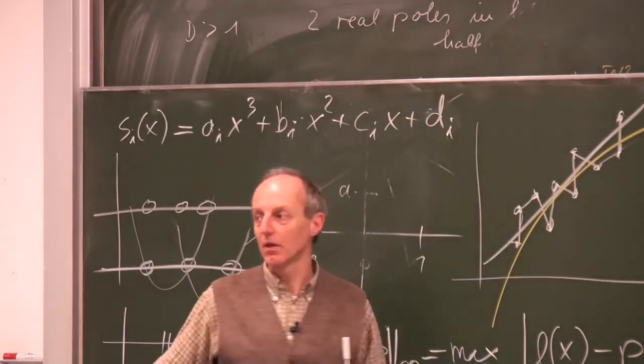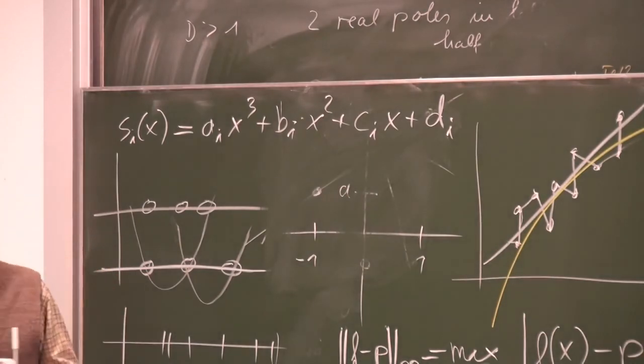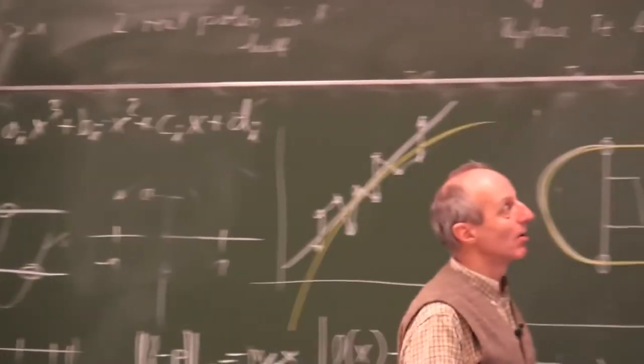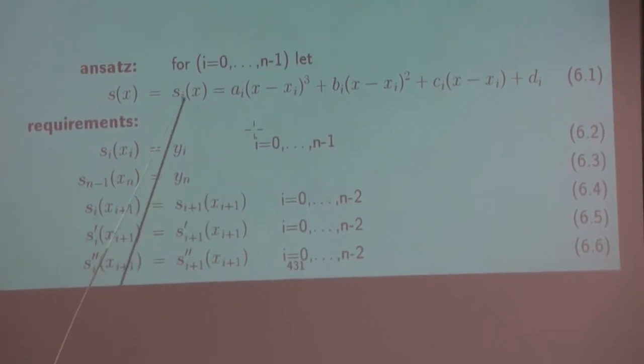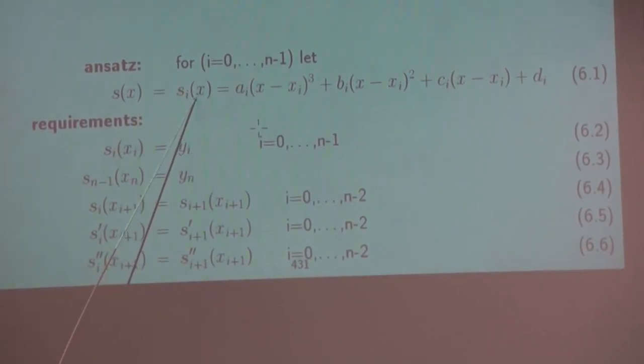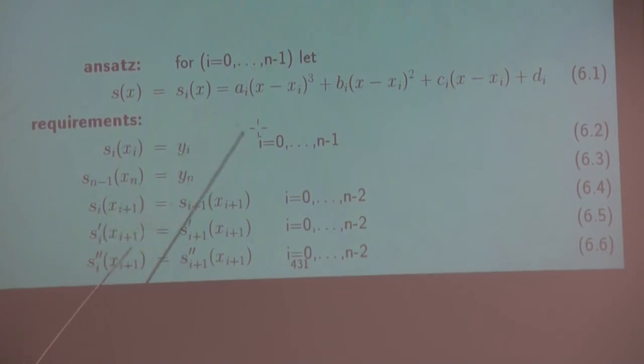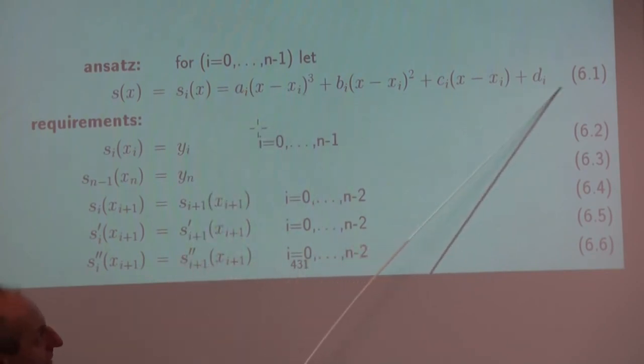Why is this over there better? The answer is quite simple. The math is getting easier if we do it like that. And why is the math easier? Look, if we replace for this variable x one of our data points, if we replace x by xi, then everything here gets 0 because we have xi minus xi. Everything gets 0 except the constant term. And that makes the math in the following much easier, and that's why we use this ansatz.